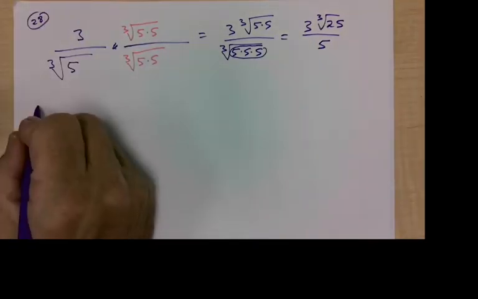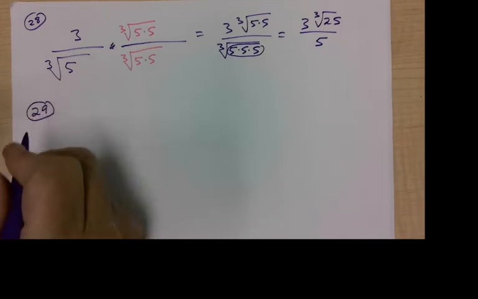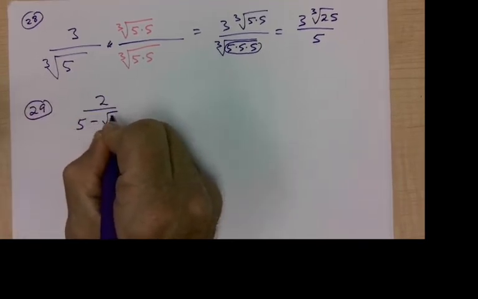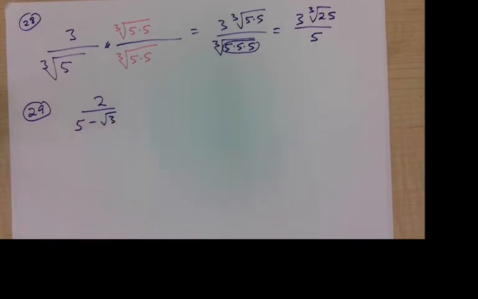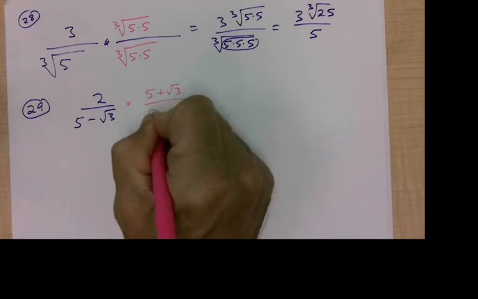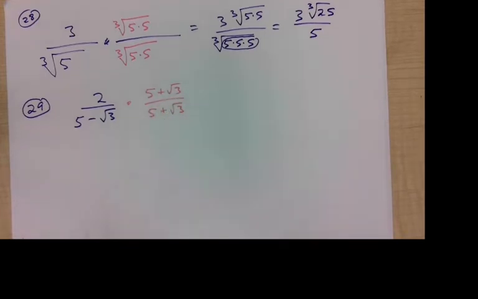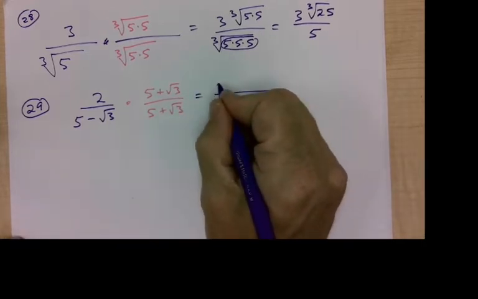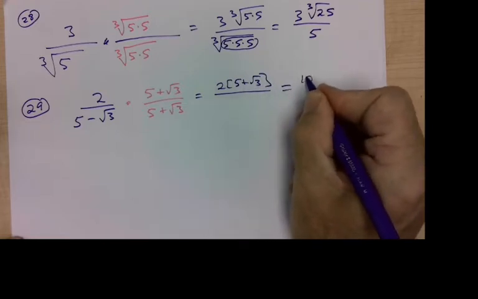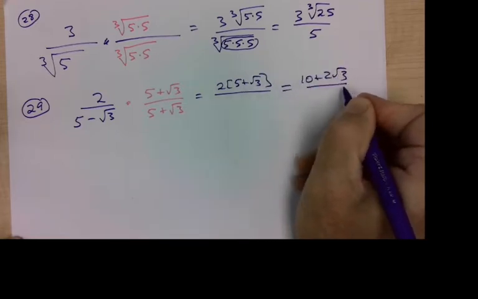29 also asks me to rationalize the denominator. I have 2 over 5 minus root 3. So just like with the complex numbers, we need to multiply top and bottom by the conjugate, which will be 5 plus root 3. Multiply the top by 5 plus root 3. Multiply the bottom by 5 plus root 3. So on the top, I have what? I have 2 times 5 plus root 3, which of course is 10 plus 2 root 3.